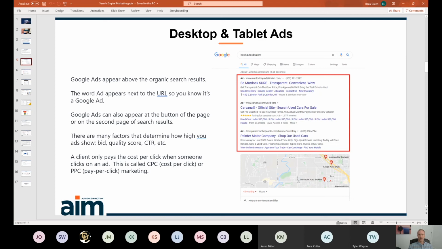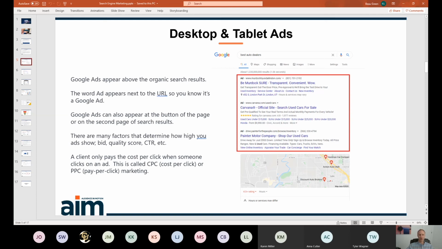Here is a little visual representation of what Google Ads look like, and this is what they look like on desktop and tablet. Google Ads appear above the organic search results. That's very important, and definitely something you can highlight with your clients. To know that it's a Google ad, the word ad appears right next to the URL in the top left of the ad. That's how you can differentiate a Google ad from an organic search result.